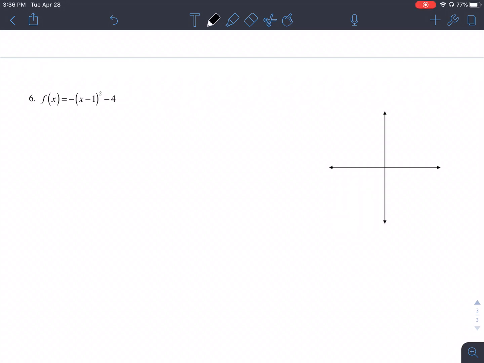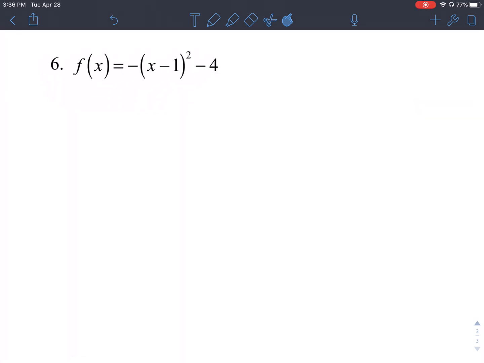Okay, our last problem of the day. First thing I want to do is figure out what form it's in. And this problem is in vertex form. And if it's in vertex form, that means I need to use my transformations.